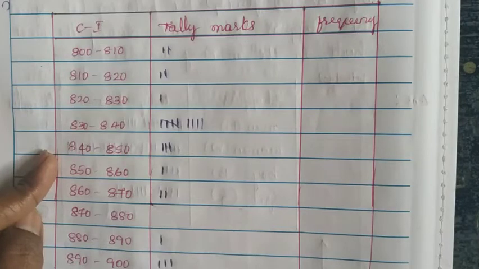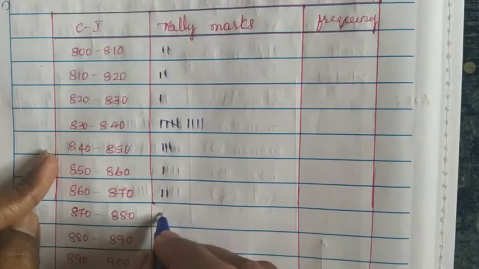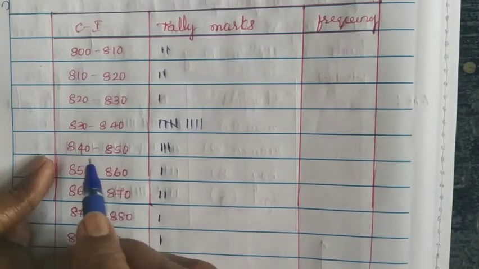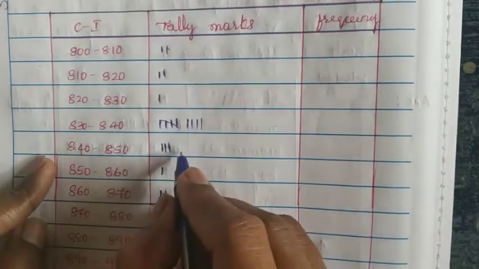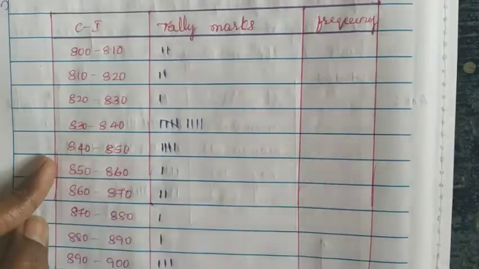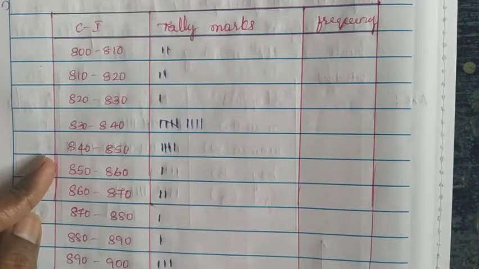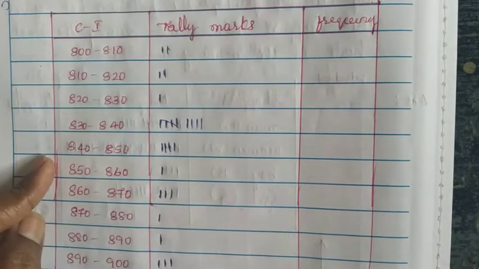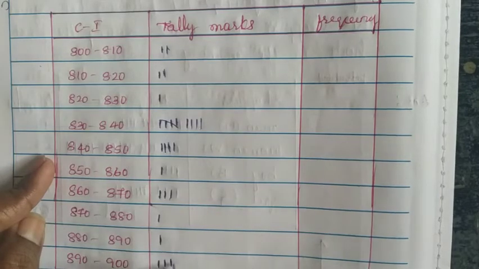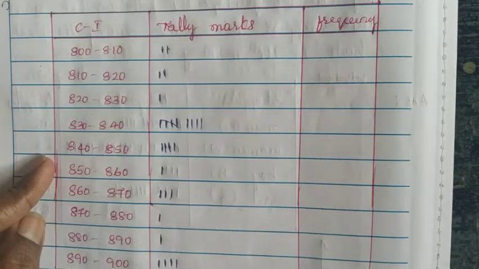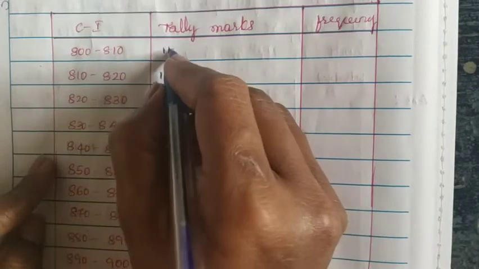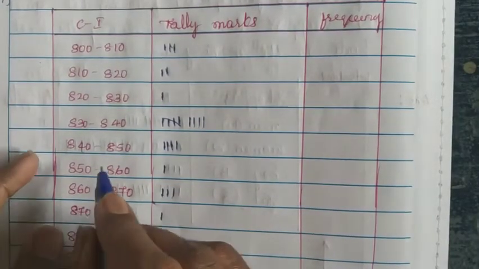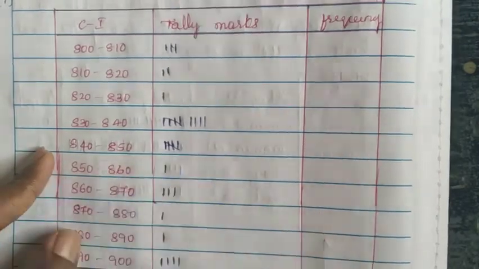Next is 878. 870 is here. Next is 840, right here. Next 868 comes here. Next 890 is here. Next one is 806, here. The last one, 840, belongs here.